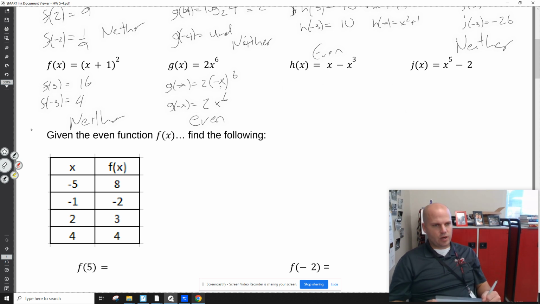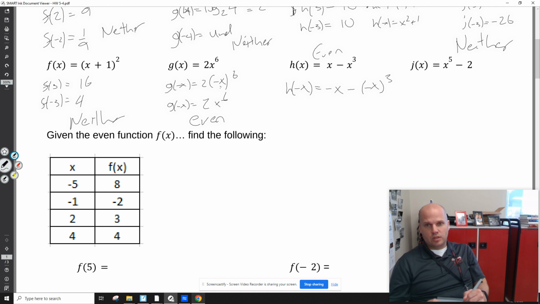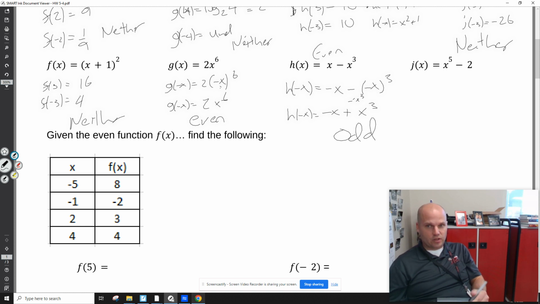I'm going to double check with x's so that I ensure that for all x's, this is the case. Negative x minus negative x cubed. Negative x cubed is negative x cubed, which means this becomes plus x cubed. It's tricky for you guys to show that and to know what to do with the negatives. This stays as negative x cubed, so you're minusing negative x cubed, which is plus. These things are opposites of each other. We have another odd function.